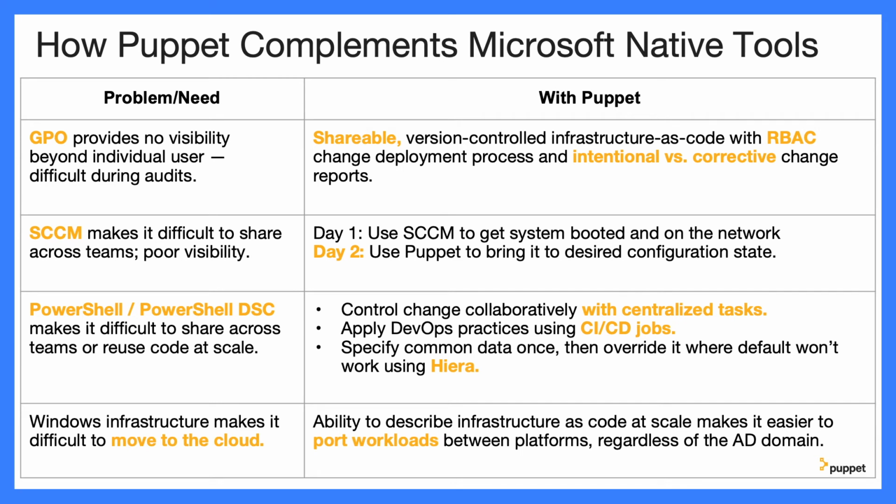The last piece here is around Windows infrastructure. So essentially cloud migration of Windows infrastructure. And this is another space where I talk to a lot of customers that are having challenges. One of the values that I've always gotten out of Puppet, long before I ever worked here, was its ability to allow you to model once and then go between platforms.